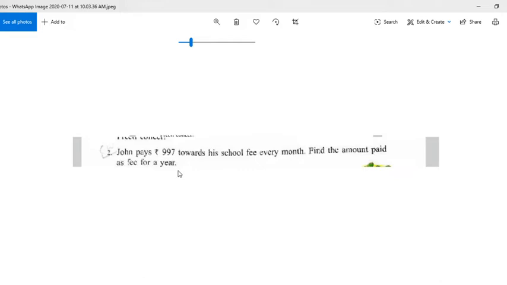Your question is, I am reading it again. John pays rupees 997 towards his school fee every month. Find the amount paid as fee for a year. So note down this question.